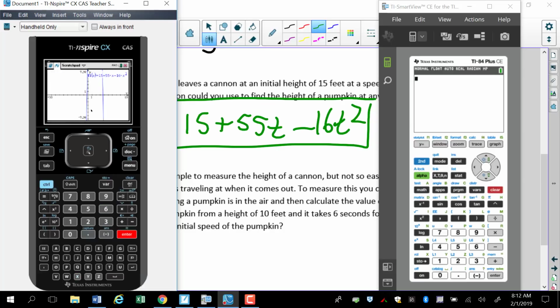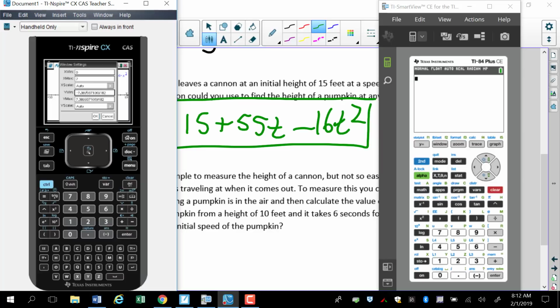And what we need to do is adjust the window. In order to adjust the window on this one, because the graph's really not here, we're going to hit the menu button. We want to go down to where it says Window Zoom in the settings. This is where we need to understand the equation that we're doing, and it's going to take some practice. Xmin and Xmax is time. In this one, it's probably not going to last more than 6 or 7 seconds in the air, so I'll just say 7 seconds.